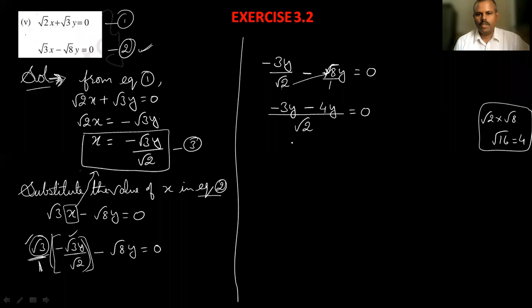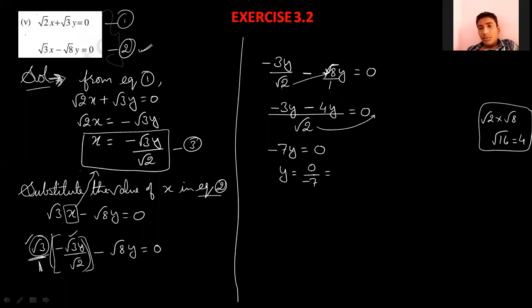So further solving it, minus 7y equals this under root 2, you can transpose it to the other side. It gives you 0. So y equals 0 divided by minus 7. Now what is y equal to then? 0. 0 divided by any number gives you 0. Yes, sir. So the value of y is 0.